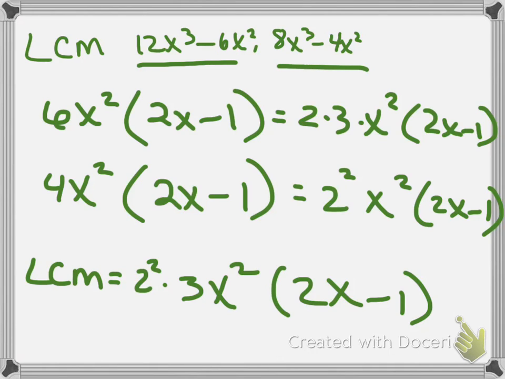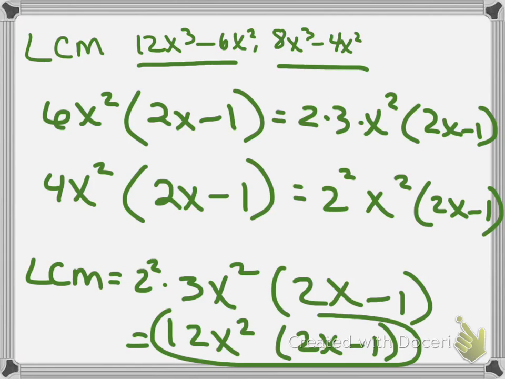Okay, so now we have to multiply this all together. What's 2 squared times 3? 6. No? I'm sorry. 12. Yeah, 12x squared times 2x minus 1 is my least common multiple. Took a little bit more.